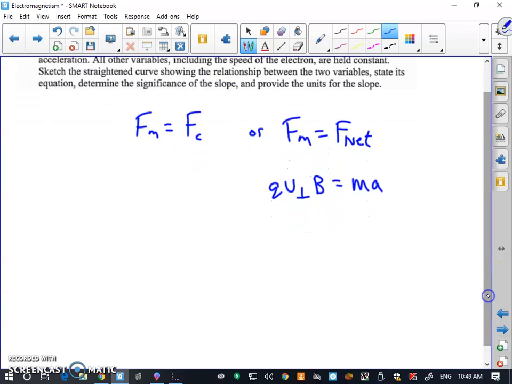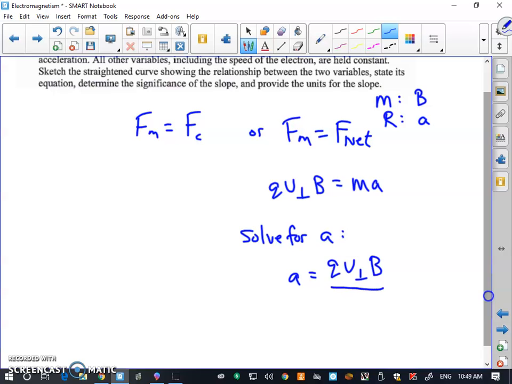And now what I'm going to do is realize what's the manipulated variable, what's the responding variable. The manipulated variable is going to be the magnetic field. The responding variable is the resulting acceleration. Now we solve this one for the responding variable. So the responding variable is acceleration, so solve for the responding variable a. a is going to be q v perpendicular over m, times B.